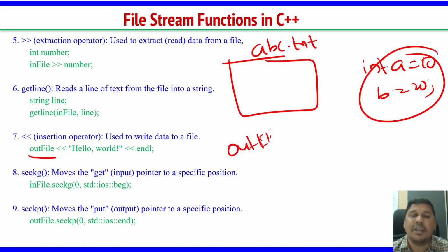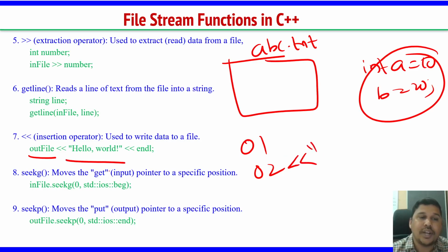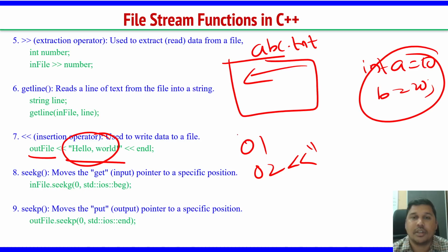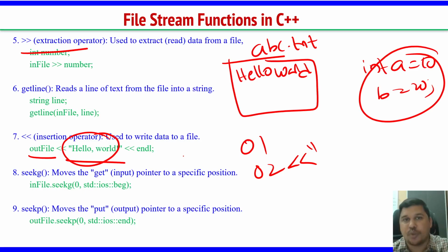Outfile is just a variable, again an object only. So you can also write o1, o2, anything is fine. This is an object, and using this you can write the content. When I write "Hello world" like this, this content is written into the file abc. So after executing this statement, the hello world comes into the file. The extraction operator is used to take the content from the file into variables. The insertion operator takes the data from the variables into the file.